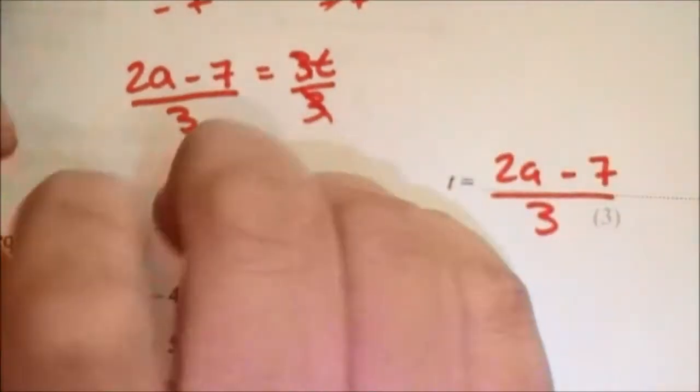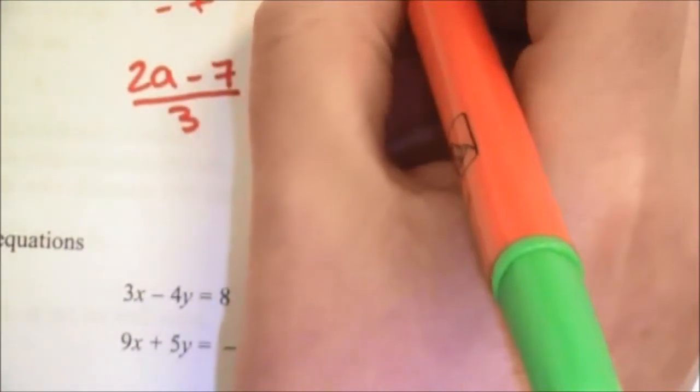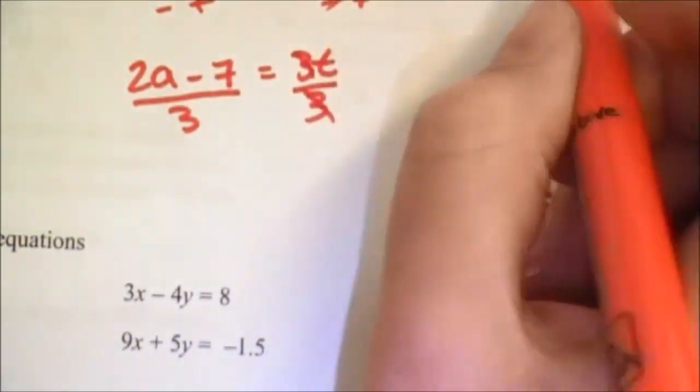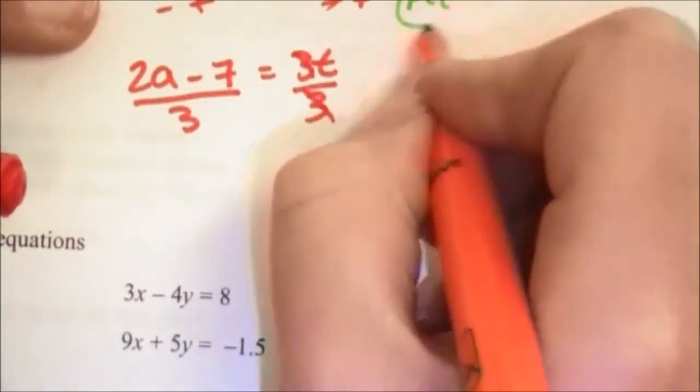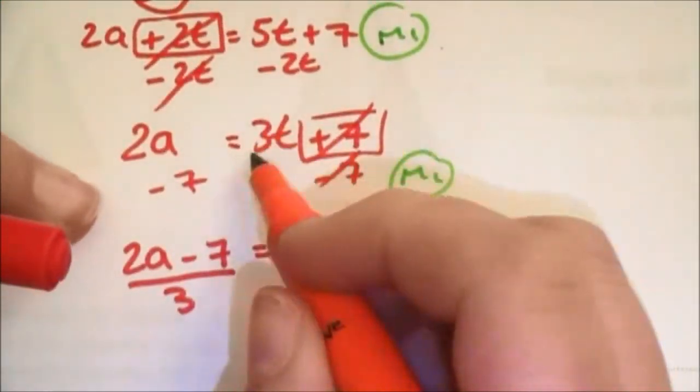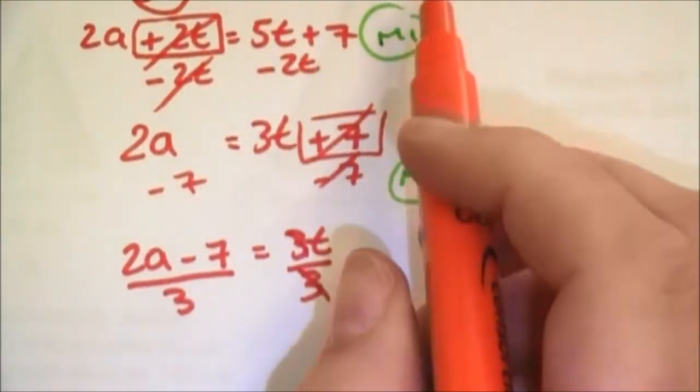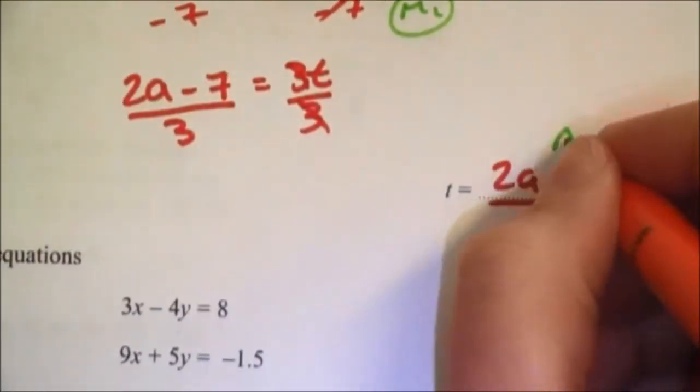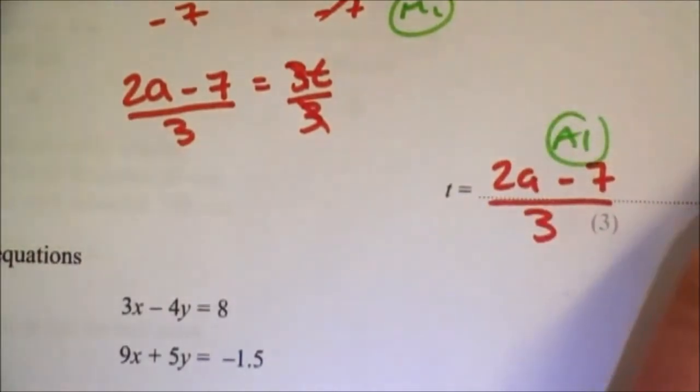It's a 3-mark question. You get 1 mark for correctly expanding the brackets. You get another mark for showing that you know somehow how to get T on its own. And you get an answer mark for getting the correct answer.